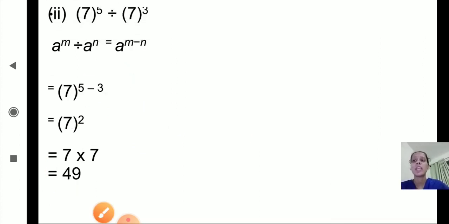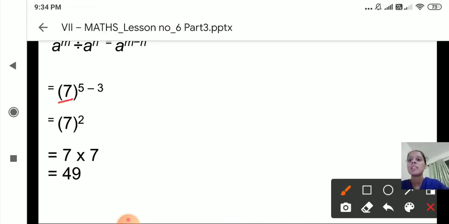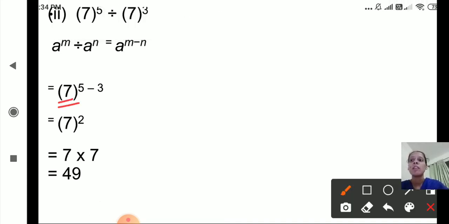Now the second sum, 7 raised to 5 divided by 7 raised to 3. The base is the same, that is 7, and the index is 5 in the first number and 3 in the second. So first we'll write down the base, that is 7. What is the index? 5, and here it is 3. So you will subtract the index.